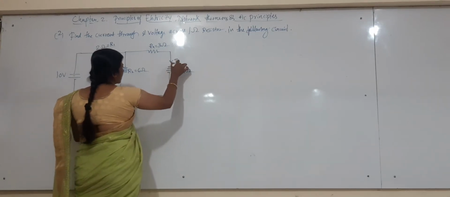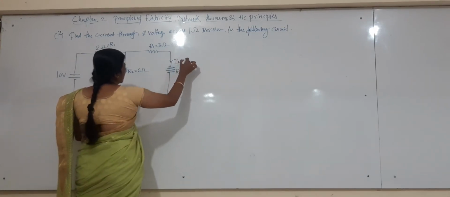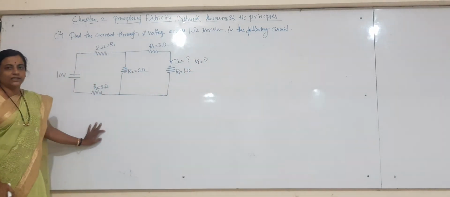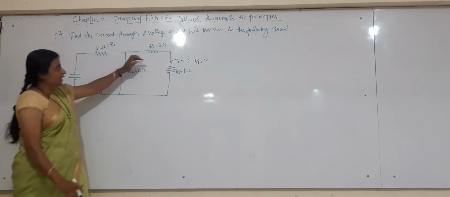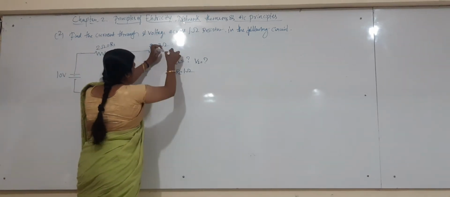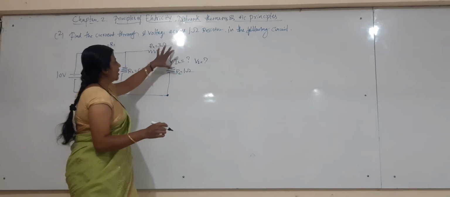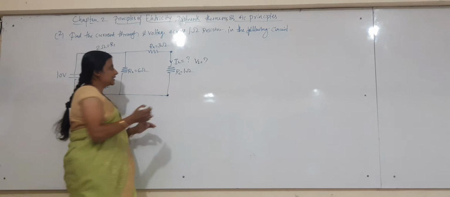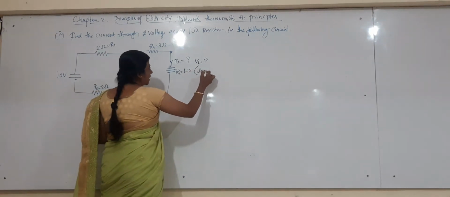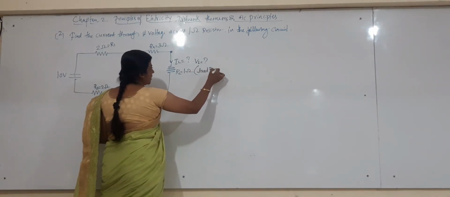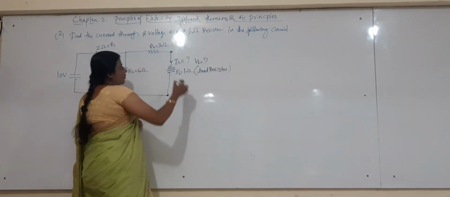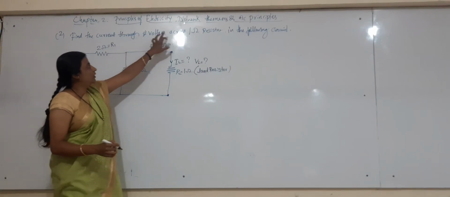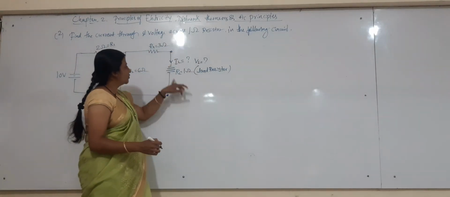Now what we have to find out is IL. IL is equal to how much, as well as VL is equal to how much, using Thevenin's theorem. So this is the branch. Through this branch we have to find the current flowing through RL, the load resistor. We call RL the load resistor. So in this load resistor, determine the current and the voltage drop. Voltage across the 1 ohm is VL.